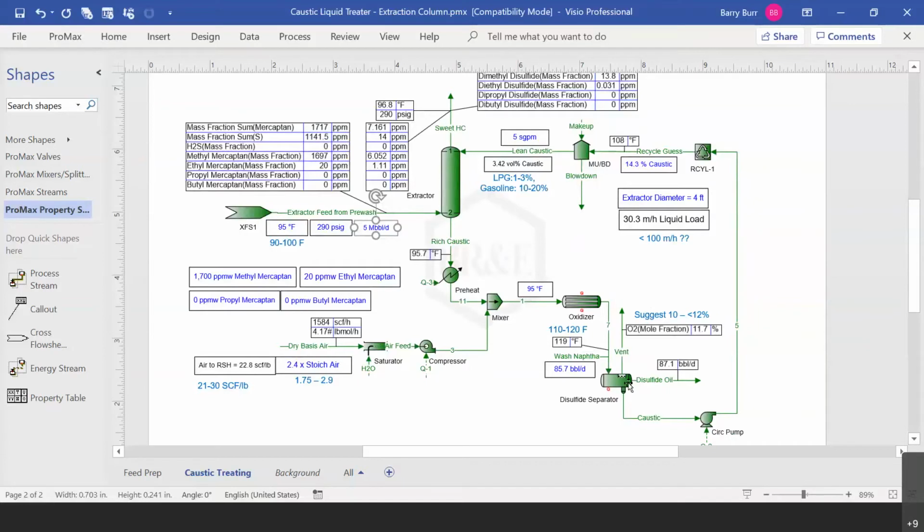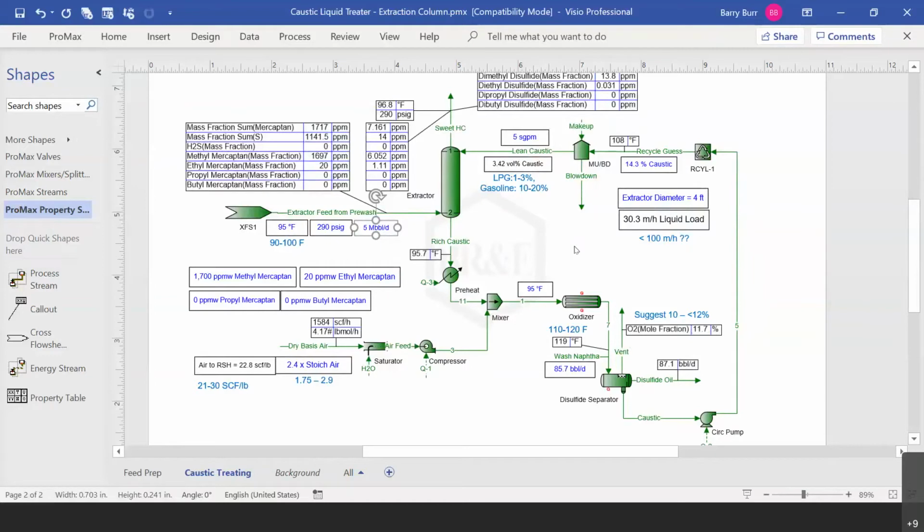There's also another corrosion related item, which is the percent of oxygen in the vent gas leaving this disulfide separator. So you don't want the oxygen content going over 12%. They like to keep it between 10 to 12%. But when you exceed 12%, you are raising the oxygen partial pressure to a range where it becomes corrosive in this vent line, and you want to stay below that.